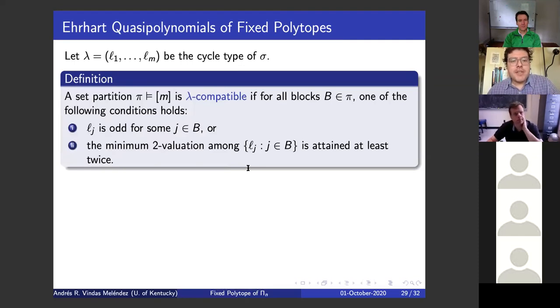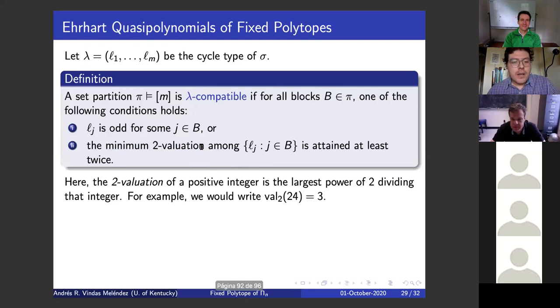And so a set partition of M is lambda compatible if for all blocks in the partition, one of the following conditions hold. Either one of the L sub j is odd for some j in the block, or the minimum 2 valuation among all L sub j is attained at least twice. So this is a mouthful because, well, one question is, what's a minimum 2 valuation? And so here, the 2 valuation of a positive integer is the largest power of 2 dividing that integer. So for example, what's the 2 valuation of 24?